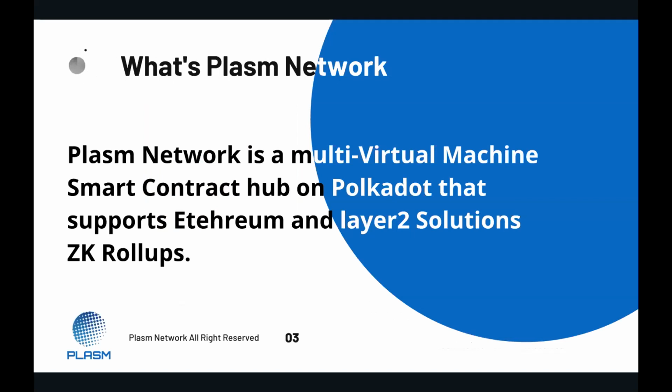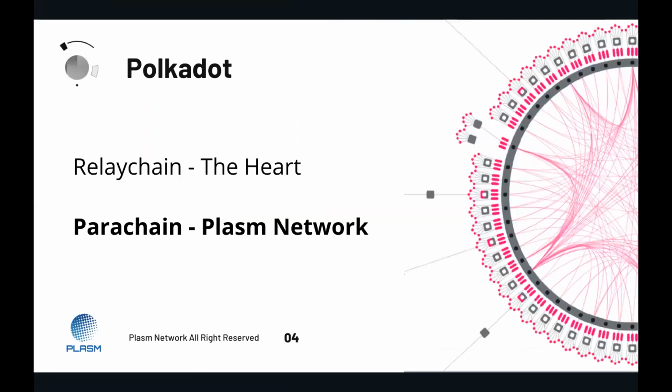All right, so what's Plasm Network in one sentence? Plasm Network is a multi-virtual machine smart contract hub on Polkadot that supports Ethereum and layer 2 solutions like ZK rollup. Polkadot consists of the relay chain and parachains. The relay chain is the heart of Polkadot, which is developed by Parity Technologies and Web3 Foundation. A parachain is its own blockchain, which has its own logic. A parachain can be a smart contract parachain, a DeFi hub parachain, an IoT parachain, etc.